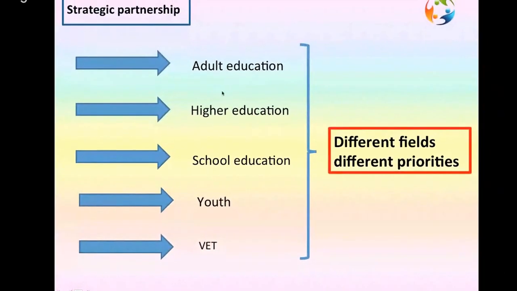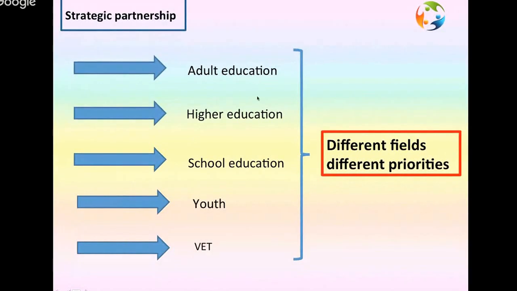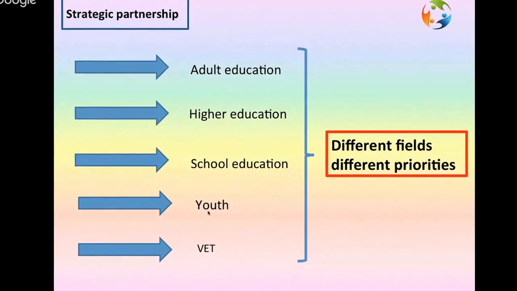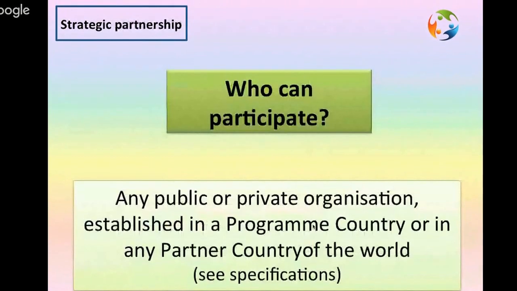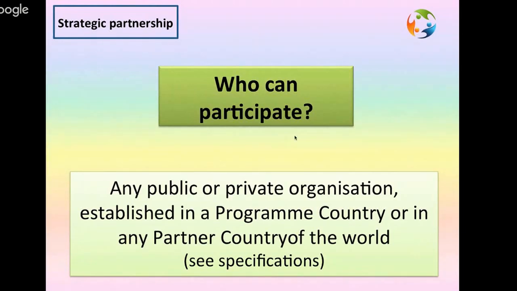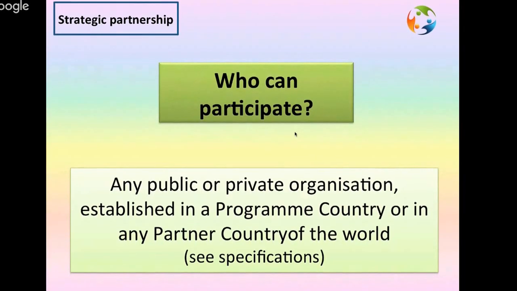You can have strategic partnerships in all the fields that we touched until now, so adult education, higher education, school education, the youth sector, and VET. Who can participate? Again, any public or private organization that is established in a program country or in any partner country of the world. The same specification applies also here as for the mobility action, Key Action 1. You need to prove the importance of including a partner country in your project.